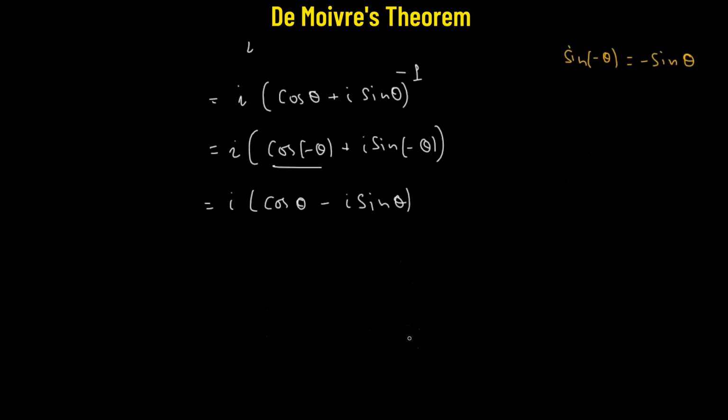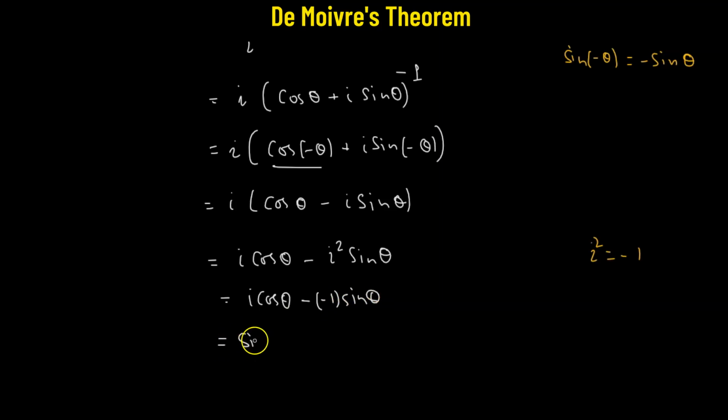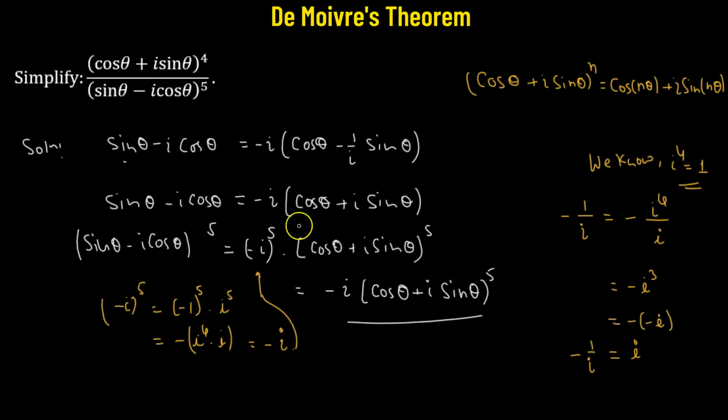Now we will multiply iota with each of the terms. So we have iota times cosine theta minus iota squared times sine theta. We know that the value of iota squared is negative 1. So we now have iota cosine theta minus of minus 1 times sine theta, or simply sine theta plus iota times cosine theta. This is the simplified form of this particular expression. We have obtained that this value is equal to sine theta plus iota times cosine theta.